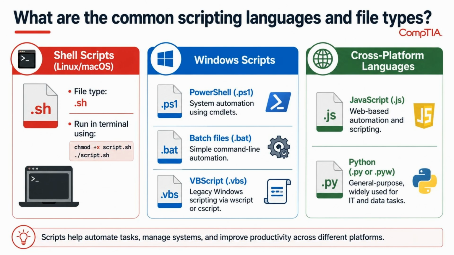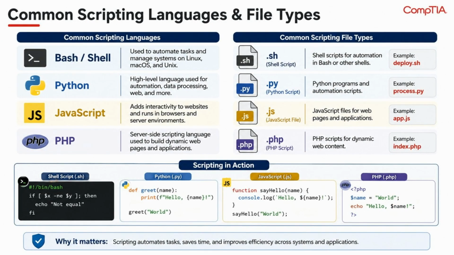Batch files use .bat for simple command line automation, and VBScript, a legacy format, uses .vbs run through WScript or CScript. Cross-platform, JavaScript .js handles web-based automation, while Python, .py or .pyw, is general purpose and widely used for IT and data tasks. Here's what each of these scripting environments actually looks like running.